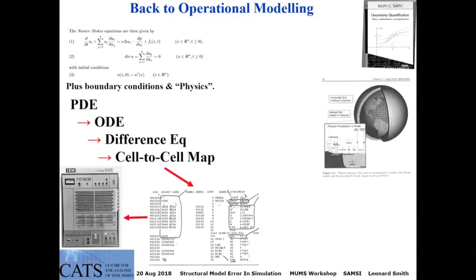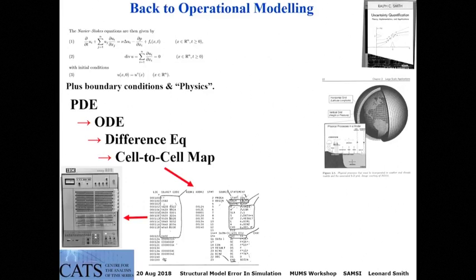So what we have is we start off with Navier-Stokes equations, nice partial differential equations, boundary conditions in physics. We immediately take the PDEs and turn them into ODEs because we can't do continuous space. We take the ODEs and turn them into difference equations because we can't do continuous time. We take the difference equations, we turn them into a cell-to-cell map because we digitize the reals. And we end up with this assembler, right? This assembler runs on this IBM 360.